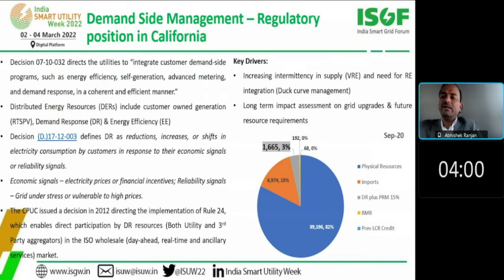So for demand side management, I have these last two slides. On the regulatory position in California, it has already been recognized as the cleanest and cheapest dispatchable resource. The summary of the slide is that it is already there. The pie chart shows that DR plus PRM 15% is almost 3%, it has reached 3% of the total capacity. So it is very important, especially for duck curve management also. Resource adequacy has to be met, and it is being done over there. The utilities have to mandatorily file it on an annual basis. Therefore demand response actually becomes very, very handy in minimizing the overall levelized cost of energy. Next slide, please.